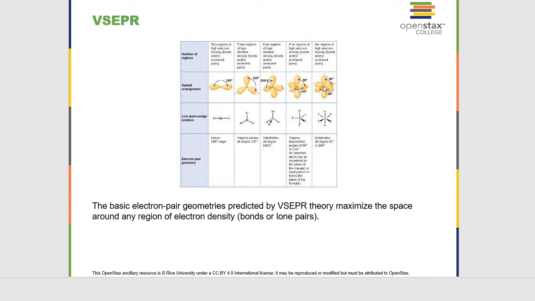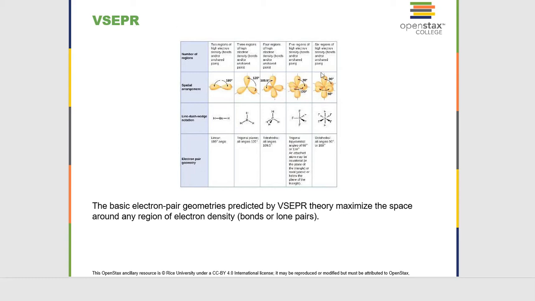And then finally, if you put six atoms around a central point, which is the biggest thing that we're going to see, they're all going to be 90 degrees from each other. So they're 90 degrees in this direction, and they're 90 degrees in this direction. So this is how electrons spread around a central point, such that they're as far apart as possible. Again, valence shell electron pair repulsion. Because they repel each other, they want to be as far apart as possible.